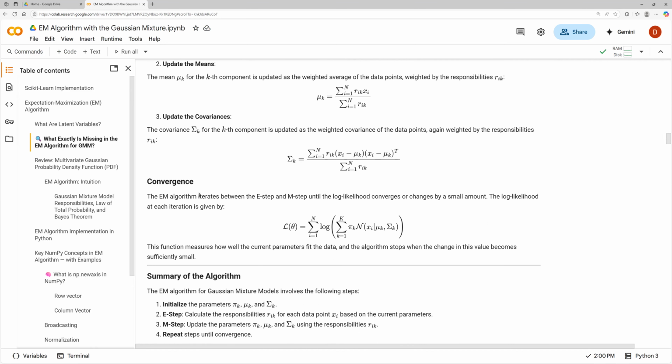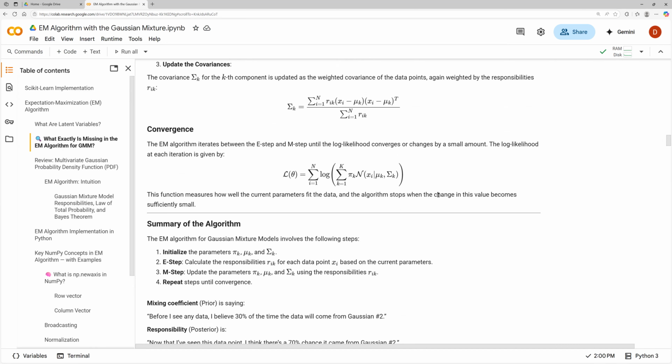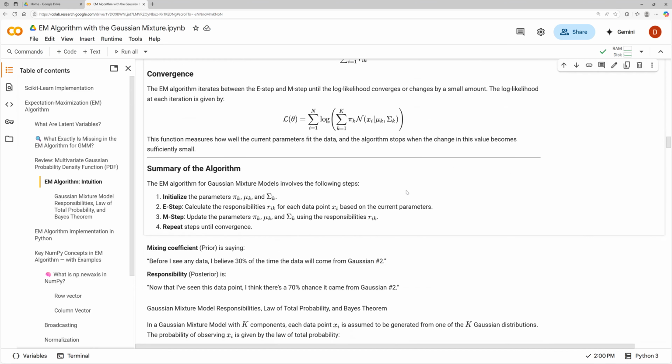And when we do this, the EM algorithm iterates between the E step and the M step until the log likelihood converges or changes by a small amount. So convergence is the key here in order to optimize our parameters. So again, summarizing the algorithm: we initialize the parameters, we calculate the responsibilities for each data point, we update the parameters, and then we repeat until convergence.